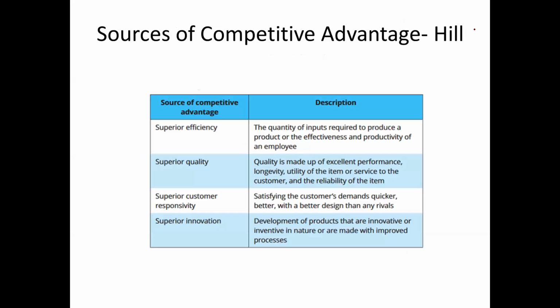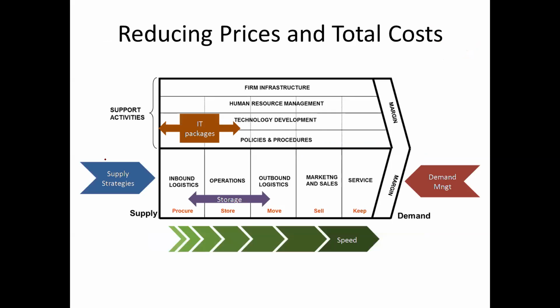Competitive advantage by Hill, not the old Benny Hill, but the operations management guy: being more efficient, better quality, responsiveness and innovation. So that's new. It's not been in any of the other study guides, but it's only a variation on the theme. Possibly worth learning. How do you reduce price and cost?